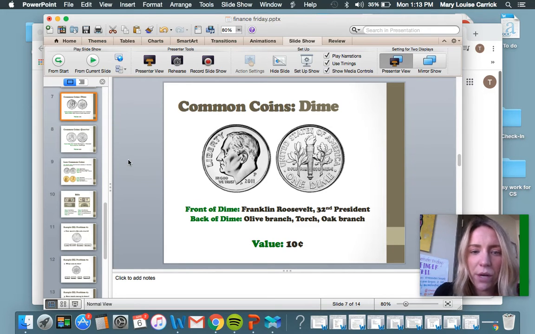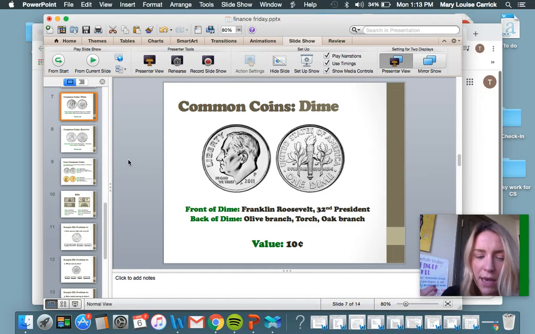The next coin we're going to take a look at is a dime. A dime is our smallest coin. It's not our smallest value though. It's worth 10 cents, so it's worth 10 times the amount of our penny and twice the amount of our nickel. And on the front of our dime, we have President Franklin Roosevelt. He was our 32nd president. He's got short hair. We don't see a collar on him. We don't see a shirt.